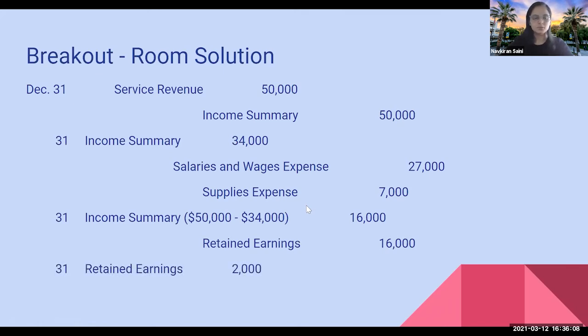And the last step is to close the dividends. Again, dividends have a normal debit balance. To close them, we are crediting the dividends to retained earnings, which is a permanent account that we use in our balance sheet or trial balance.